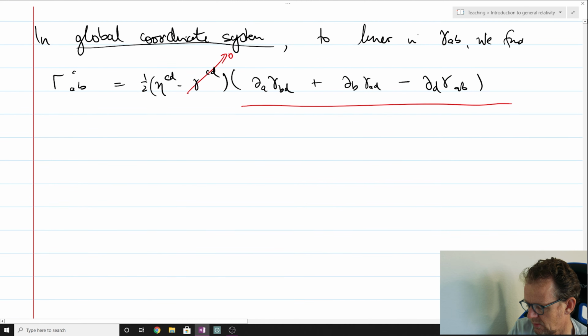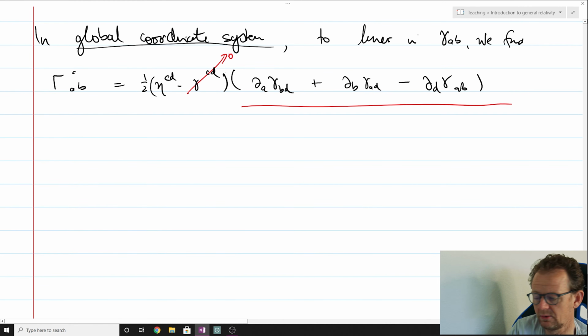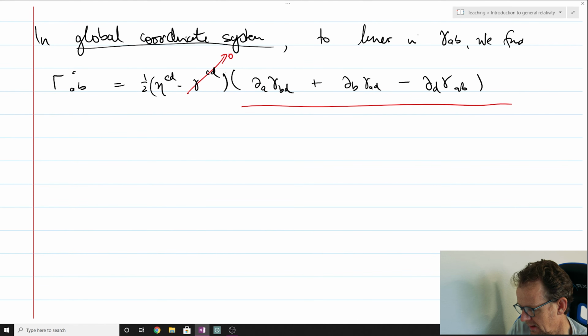And so now we've got an equation for the Christoffel symbols, right? We can just dump this equation that I've struck out in red to 0, and we're left with a somewhat simpler expression for the Christoffel symbols. And now, once you've got the Christoffel symbols, you can just go straight ahead and compute the Ricci tensor.